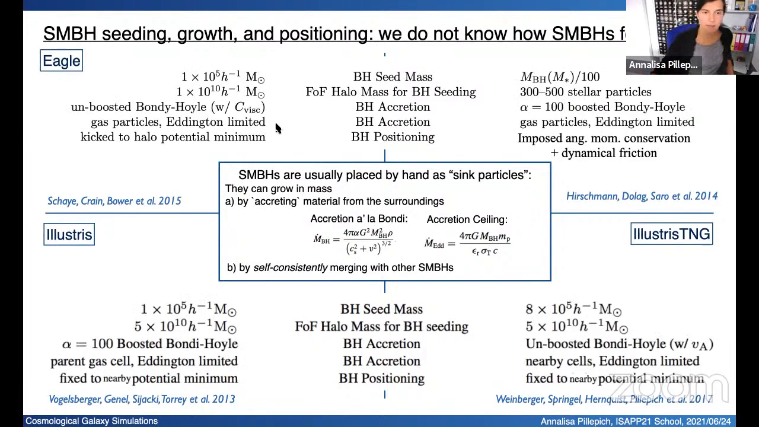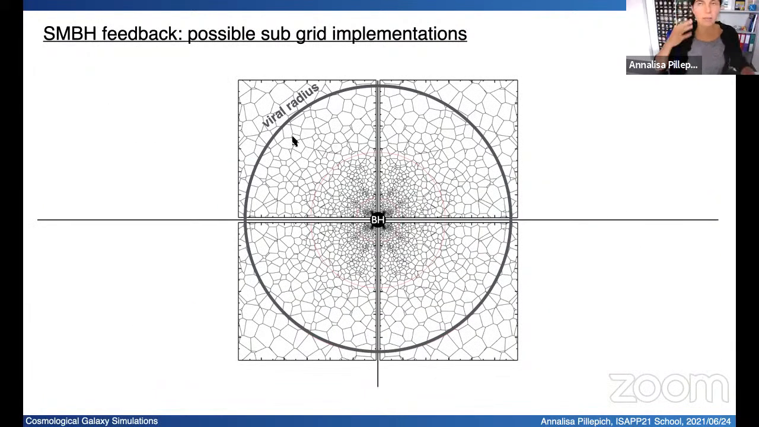The big question, and different simulations do it differently, is how supermassive black holes exert feedback on the surrounding gas. So this is the problem of supermassive black hole feedback. And there are many possible subgrid implementations. The idea is to, again, return mass, energy, possibly momentum from the supermassive black holes to the surrounding gas.